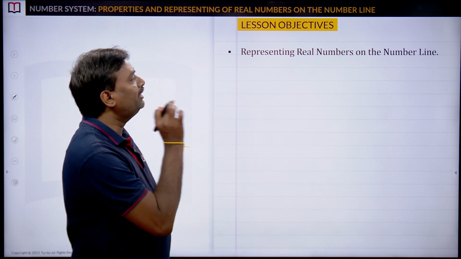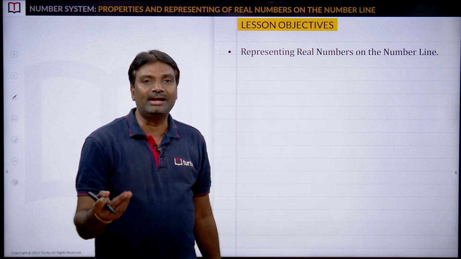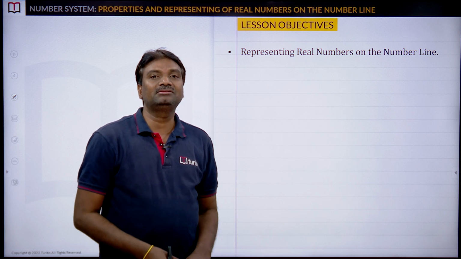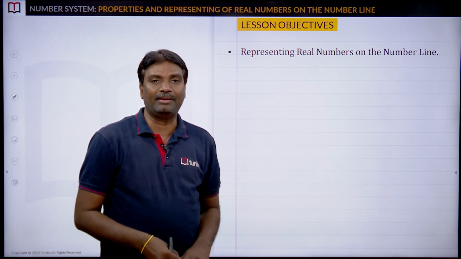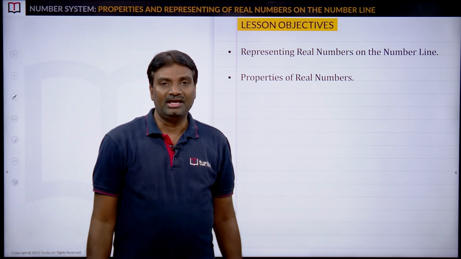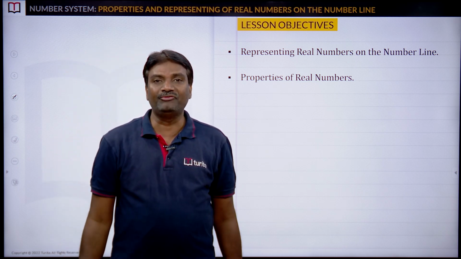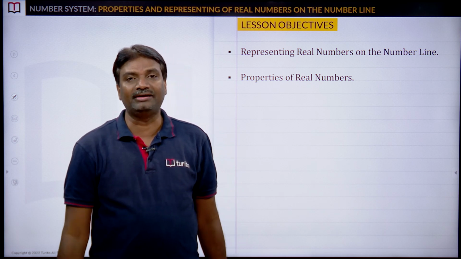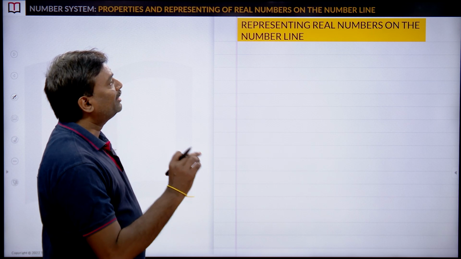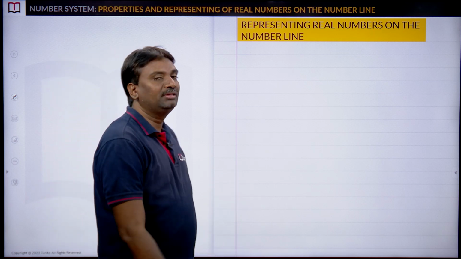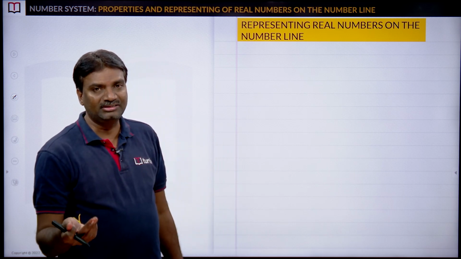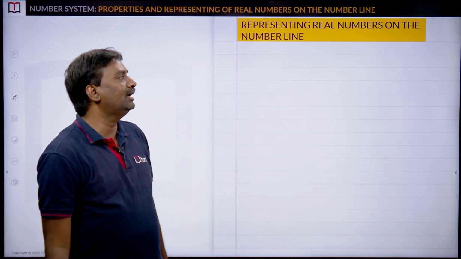So, how can we represent a real number on the number line? In our previous classes we have discussed the number line. Next, properties of real numbers. According to real numbers we have some properties, and we can discuss those too. First, representing real numbers on the number line. How can we represent one real number on the number line?